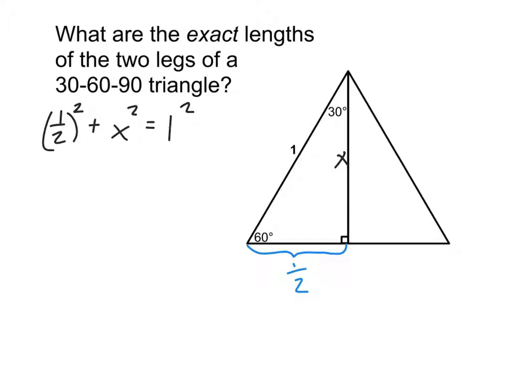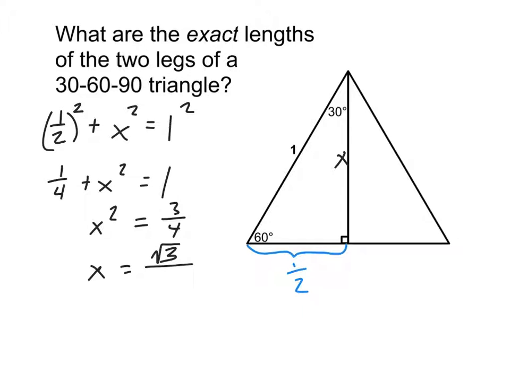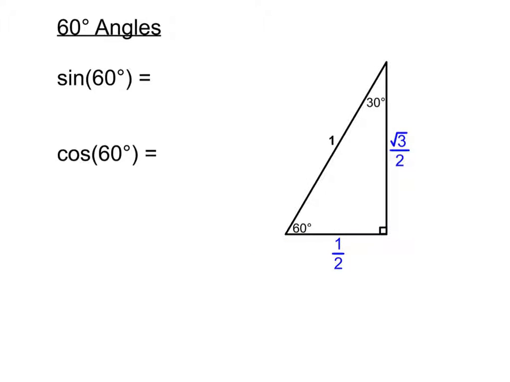And we could actually solve this through. I'll do it very quickly. So 1/2 squared is 1/4 plus x squared equals 1. Subtract the 1/4 from both sides, so x squared equals 3/4. We do the square root of both sides. X equals the square root of 3 over the square root of 4, which is 2. And so that's how we can then find that the other side, if my hypotenuse is 1, the other side then must be root 3 over 2. Basically, we found this. So we now know these values.